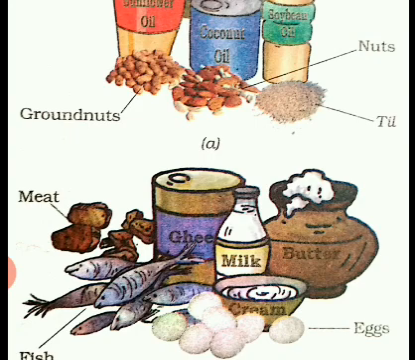Now here you can see the sources of fats. Fats give heat and energy to our body. So here there are plant sources and animal sources. The oil from various seeds and nuts gives us the fat. Then animal sources like egg, fish, meat, and milk products give us fat to our body.